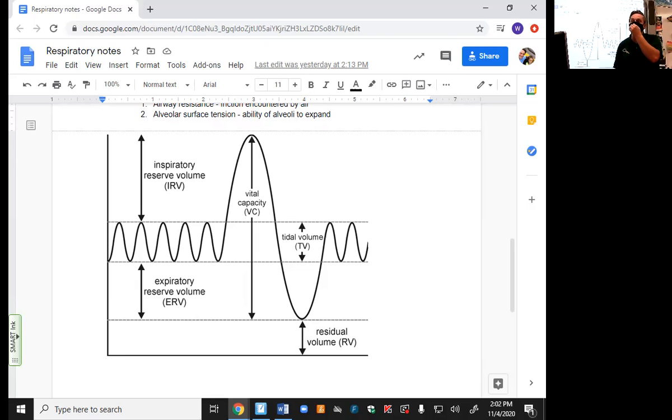But who knows what the long-term reaction will be of having an entire society spending most of the day breathing in their own particulates. I don't know. Maybe it'll help us with our asthma. Maybe it'll make it different. I don't know. But let's look at this, lung volumes.